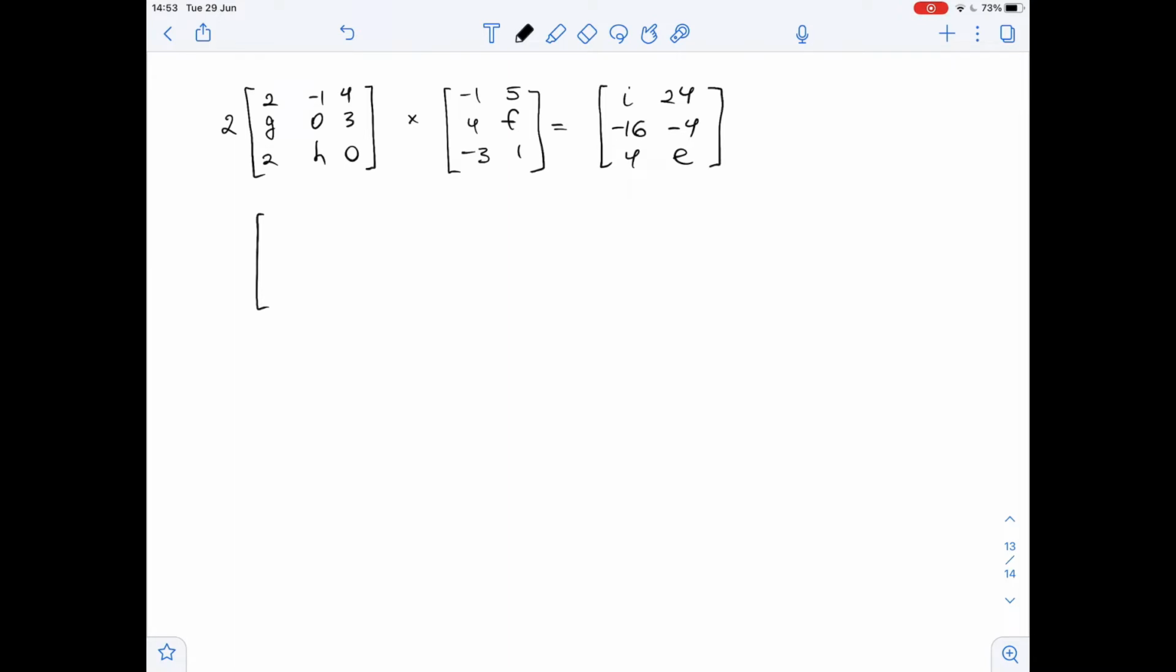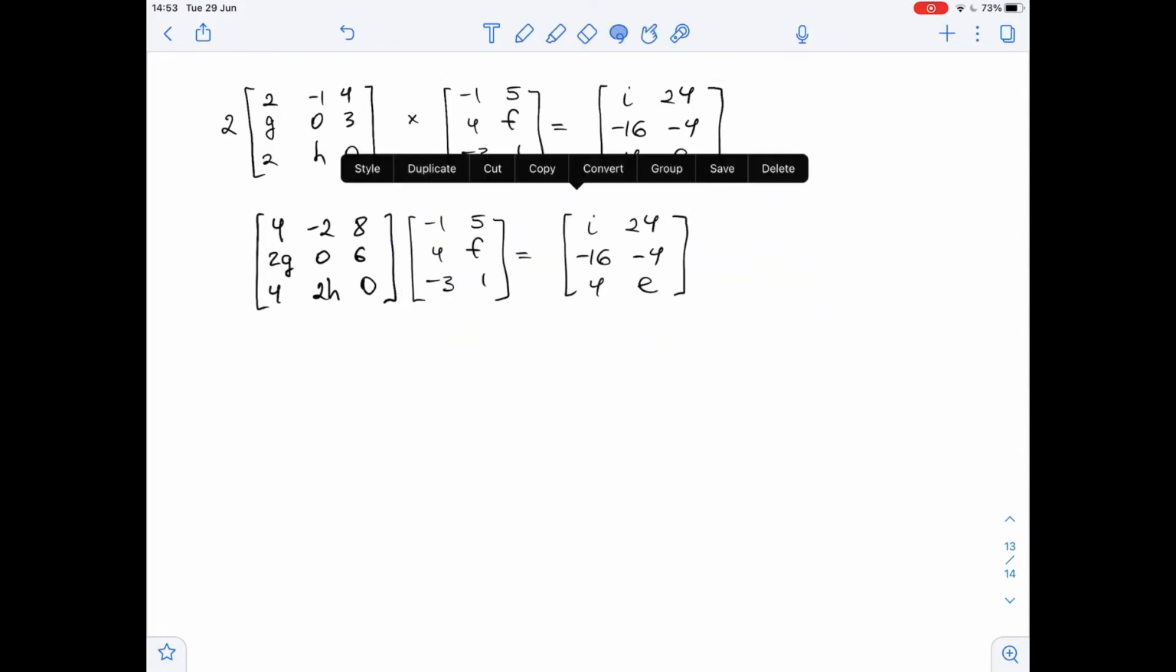So we will get 2 times 2 is 4, -2, 8, 2g, 0, 6, 4, 2h, 0. And the rest of the equation stays the same. Now we need to multiply matrices on the left side.